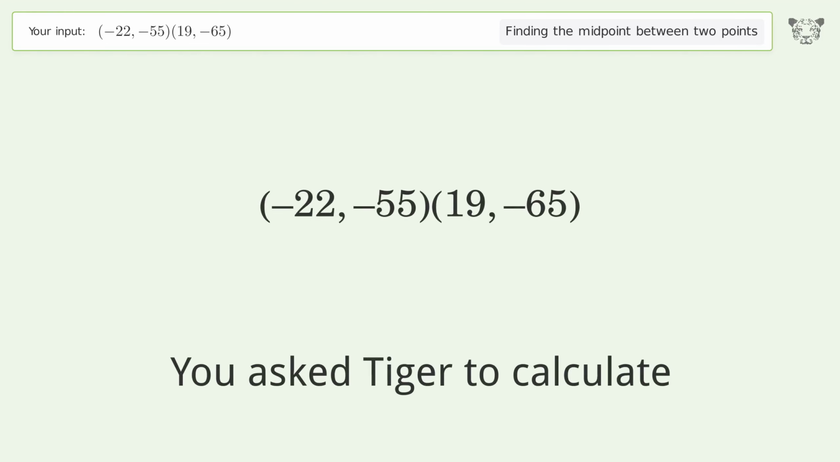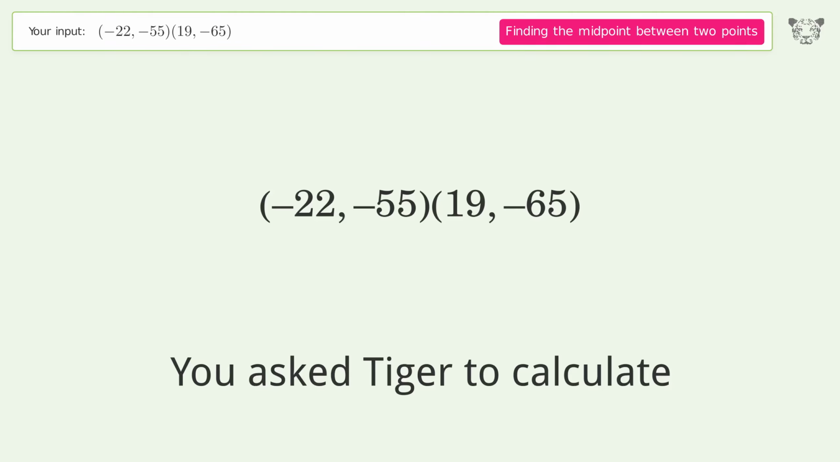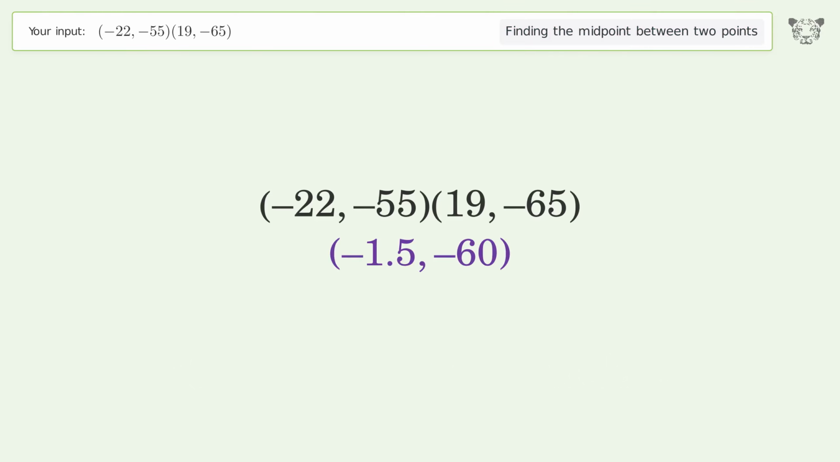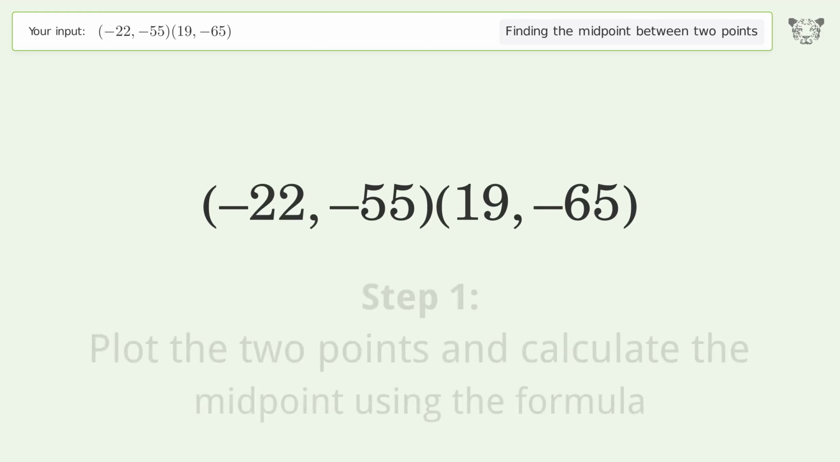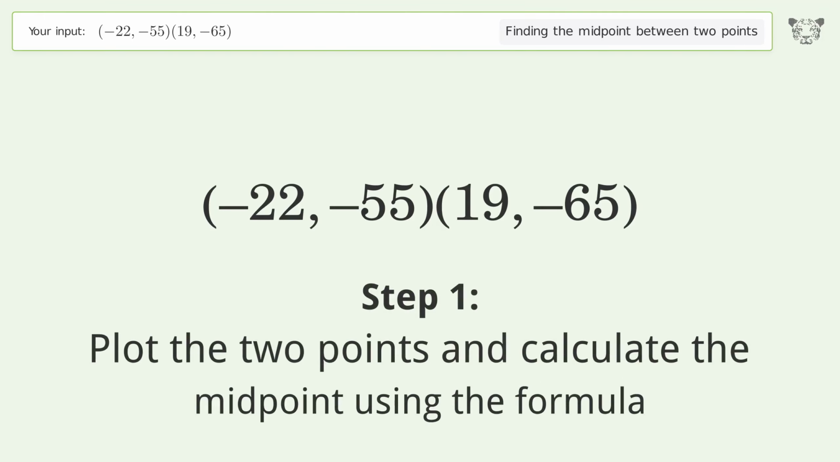You ask Tiger to calculate. This deals with finding the midpoint between 2 points. The midpoint between the 2 points is -1.5, -60. Let's solve it step by step. Plot the 2 points and calculate the midpoint using the formula.